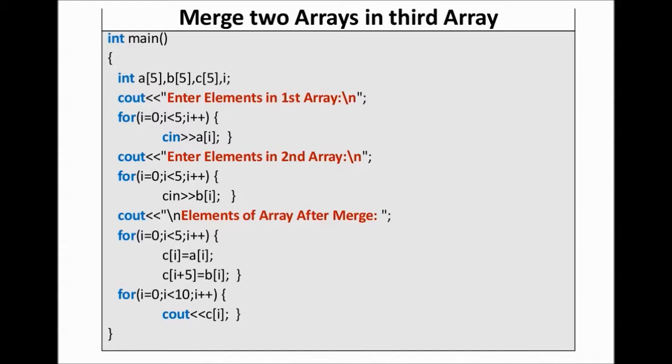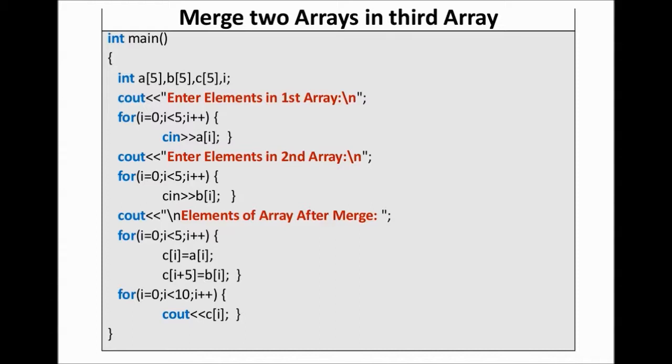After entering the elements in the second array, we combine these two arrays in the third array. So we use another for loop, for int i is equal to 0, i less than 5, i plus plus, and then in the body of the for loop we use the third array c, and first we store the first element of array a into the first element of array c. Then we use c[i plus 5], means the sixth value. We store the first value of b at the position of the sixth value of the c array, because the first 5 values are taken by the array a, and after that the values are taken by the array b. So we write c[i plus 5] is equal to b[i].